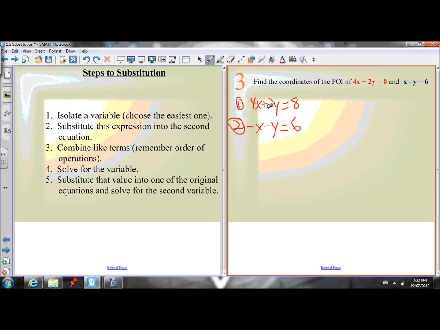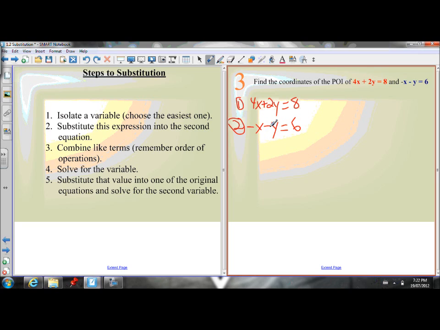I don't want to isolate either of these. I mean, I could in this instance. I'm not going to get fractions if I isolate this y, just because 2 goes into the 4 and the 8. But just to be safe, if you don't see that right away, just isolate a variable that has a coefficient of 1. So either this x or this y, they both have an invisible 1 in front. I'm going to choose to isolate this y.